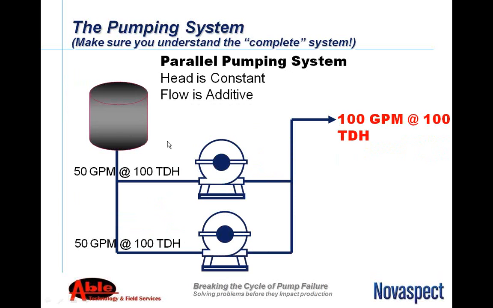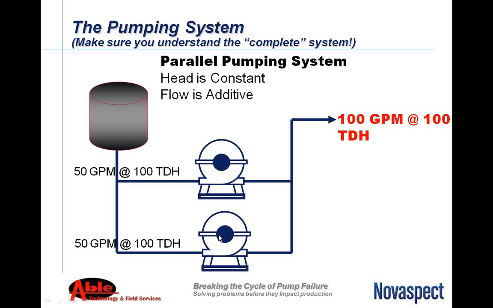And in parallel pumping systems, the head is constant, so 100 foot of head stays the same, but the GPM doubled. So when you turn on another pump that's pumping into a header, for example, you're not going to gain any more total dynamic head, but you are going to double the flow going through these pumps.